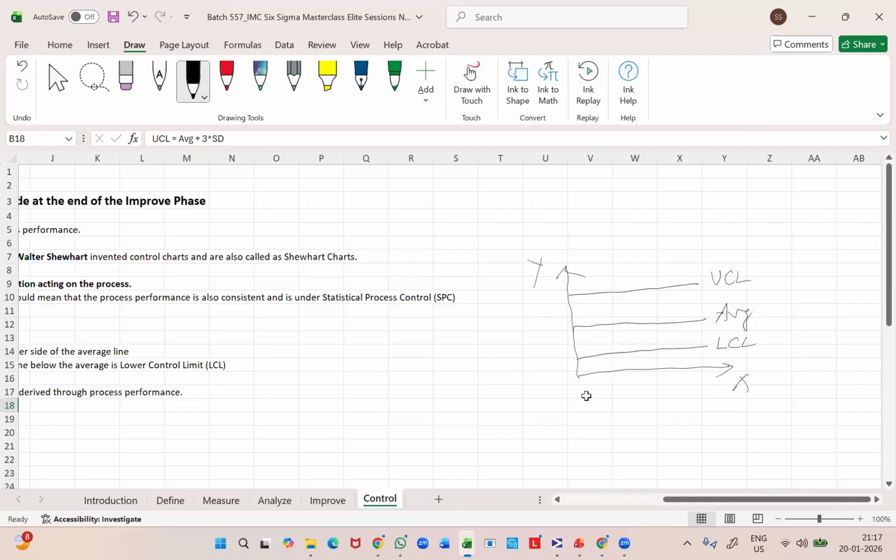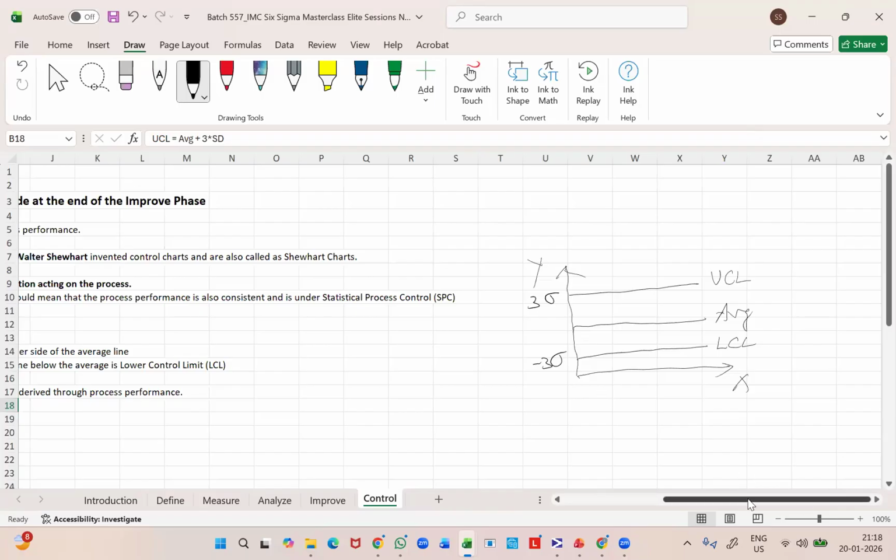So UCL will be at a distance of 3 into standard deviation, or we can say 3 sigma distance, from the average line. And LCL will be minus 3 sigma, right? So it will be the other way around, minus 3 into standard deviation. So it will be separated by a distance of 3 standard deviations on either side of the average. On the upper side, we will have the upper control limit. On the bottom, we will have the lower control limit, right?